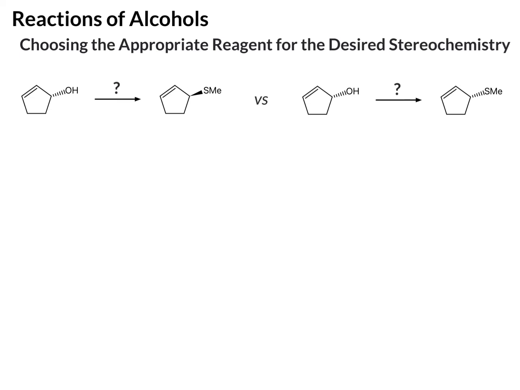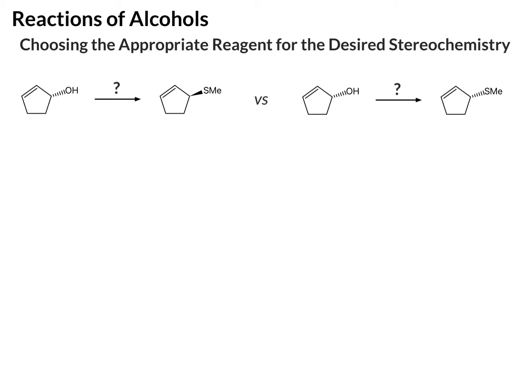Now we're going to learn how and when to use something like PBr3 to convert OH to a halogen versus tosyl chloride to convert OH into a tosylate. In both cases, you're converting OH into a leaving group that you can do a nucleophilic substitution reaction on.